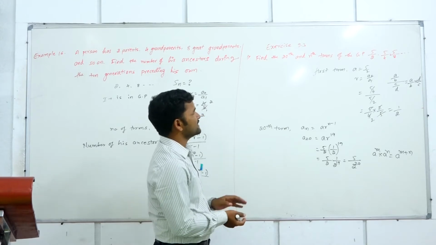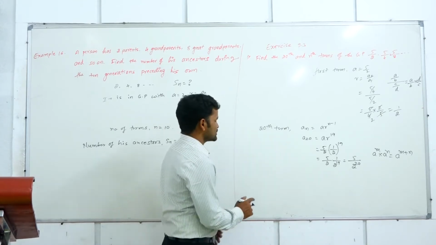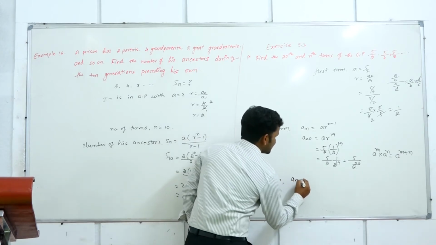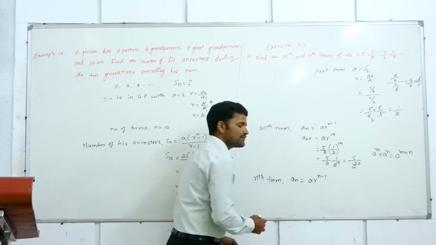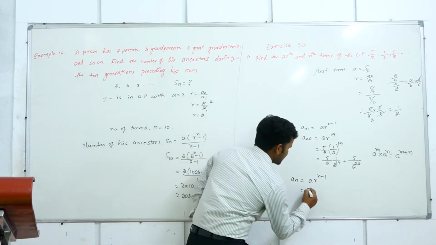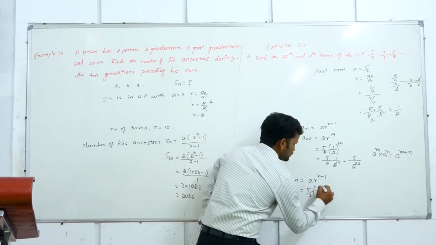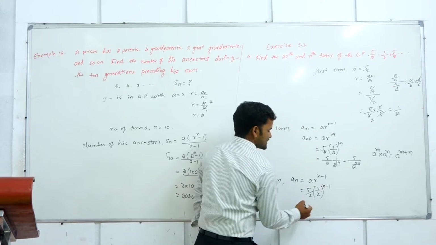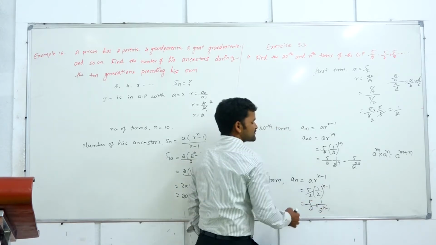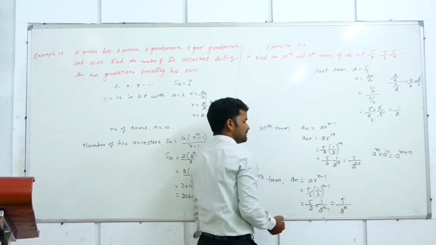Second part is finding the nth term. Finding the nth term, just there n we need to keep, that's all. Nth term, an is equal to a into r to the power of n minus 1. Substitute a value and r value. a value is 5 by 2 and r value is 1 by 2, 1 by 2 whole to the power of n minus 1. This can be written as 5 by 2 into 1 by 2 to the power of n minus 1. So this is 5 by 2 to the power of n, as I explained in the previous one.